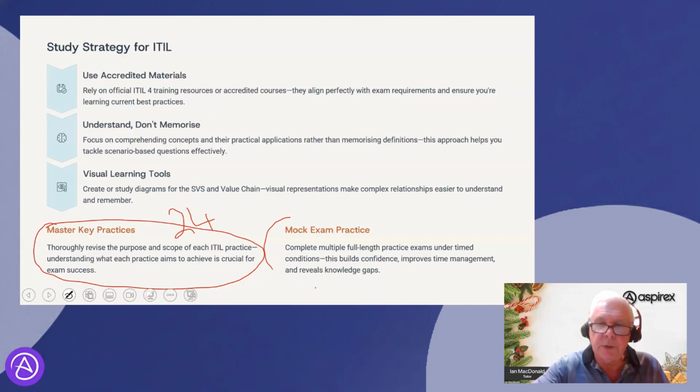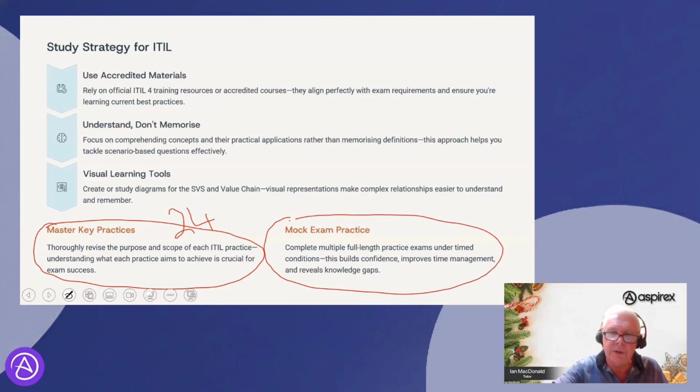So I've probably used the word practice a number of times, this time in the context of repeating and rehearsing the mock exam. Typically there are a number of what we call sample papers.